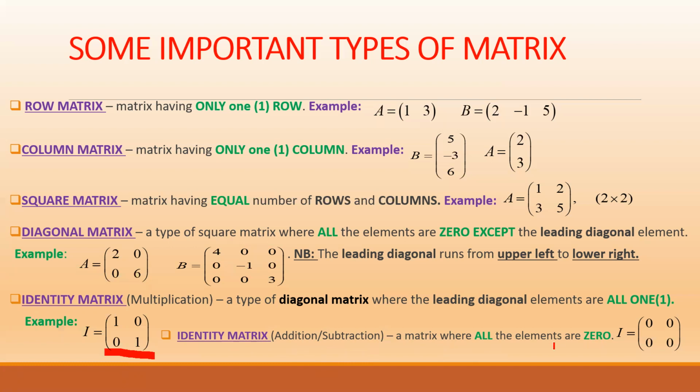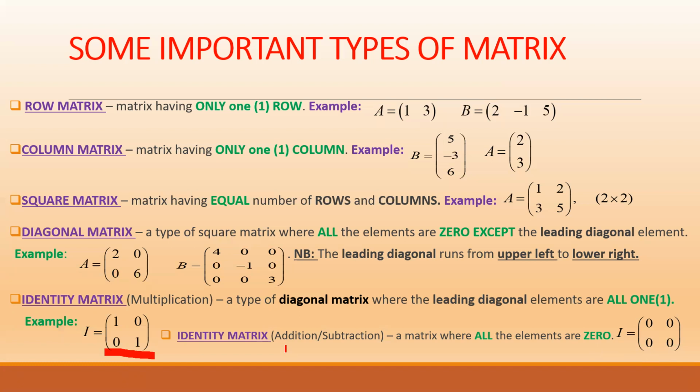So if all the elements are 0 in a matrix, it means that it is the identity matrix for addition or subtraction. That pretty much means that if you add an identity matrix, not this one specifically, but any, to another matrix of similar order or size, or subtract it, you will get back the original matrix.